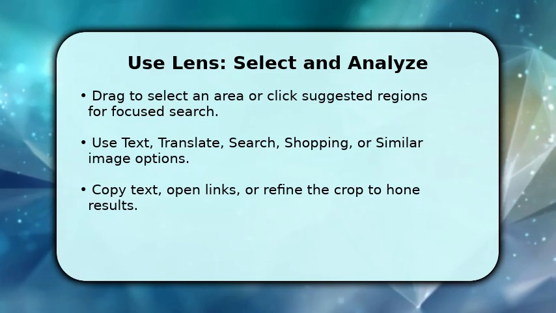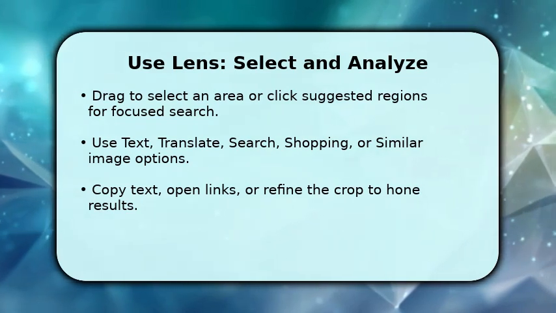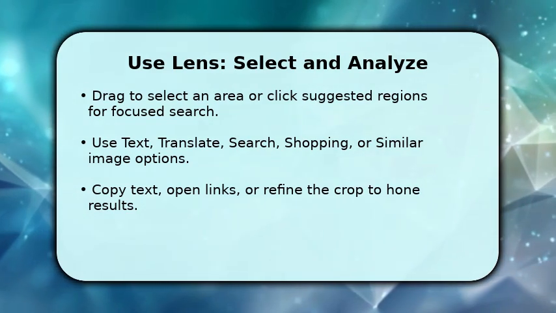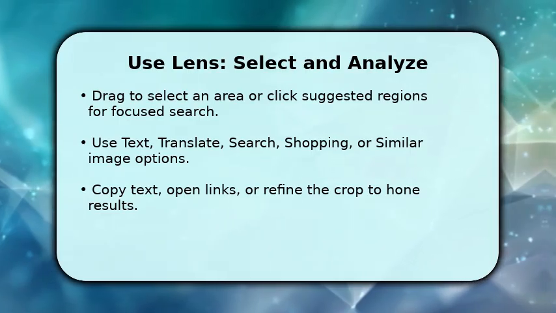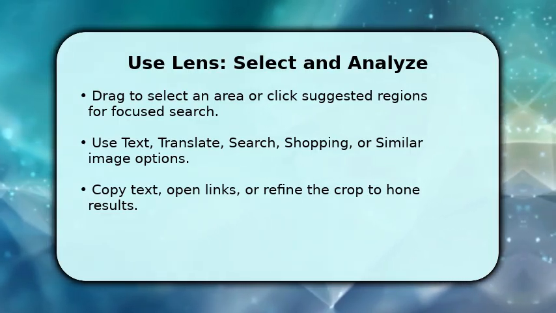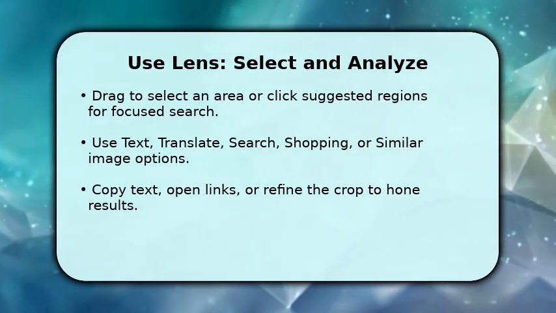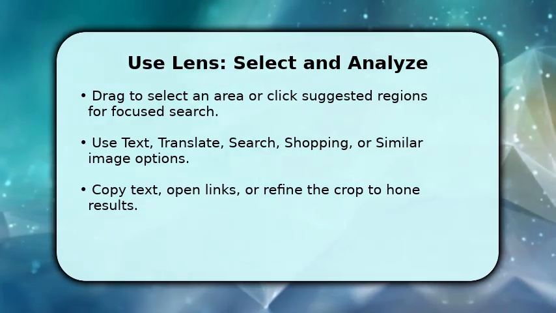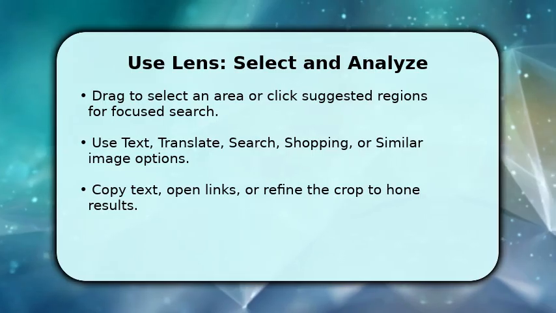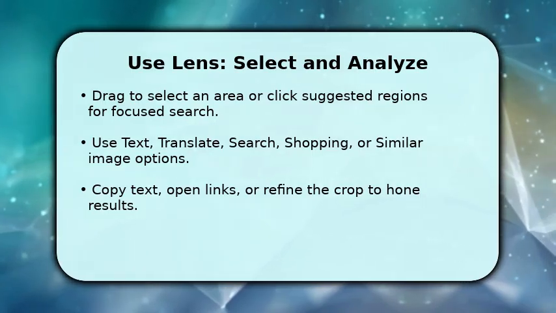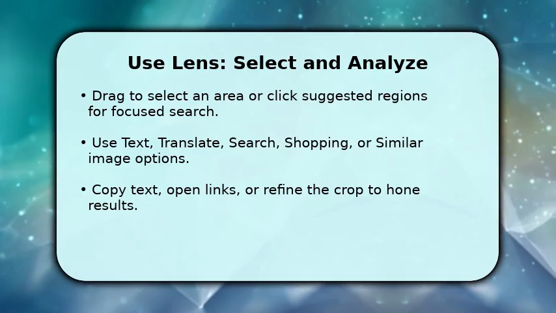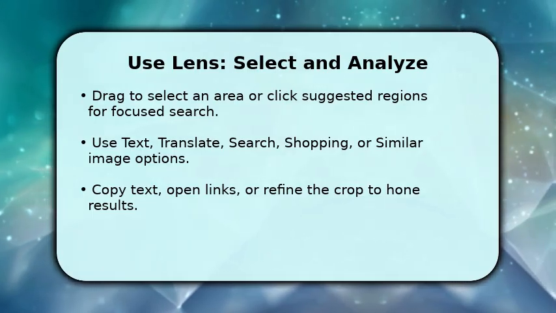After Lens opens, you'll see suggested regions and tools. Click a suggestion or drag to select a precise area to analyze. Use the text tool to extract OCR, translate to convert languages, shopping for product matches, or similar to find visually related images. Make sure to refine the crop if results are noisy. Smaller, focused selections yield cleaner OCR and better matches.